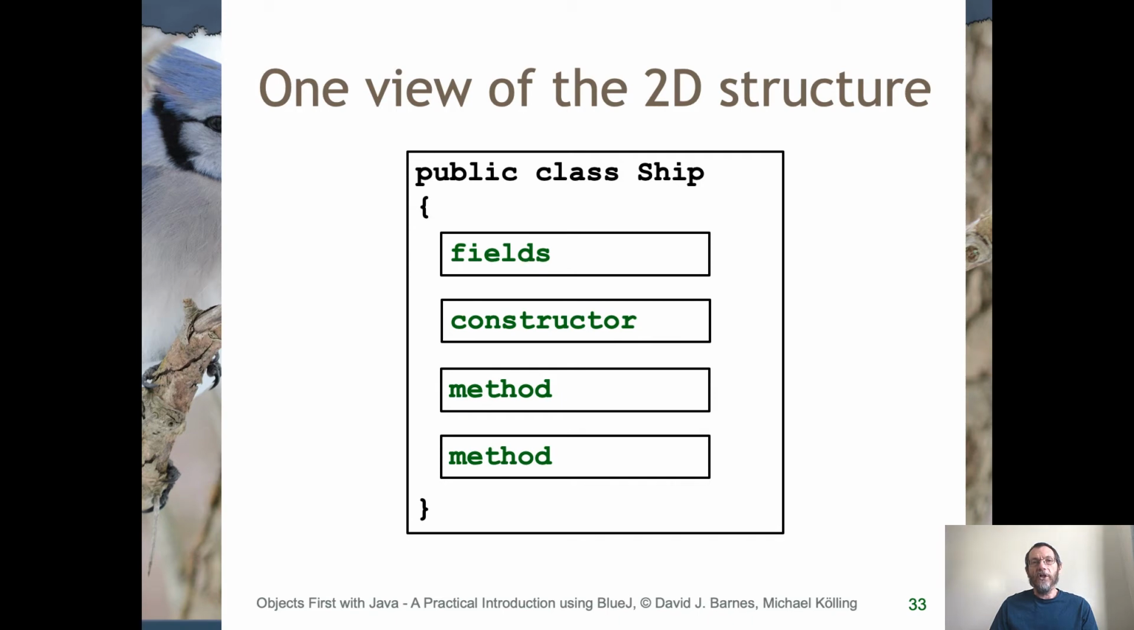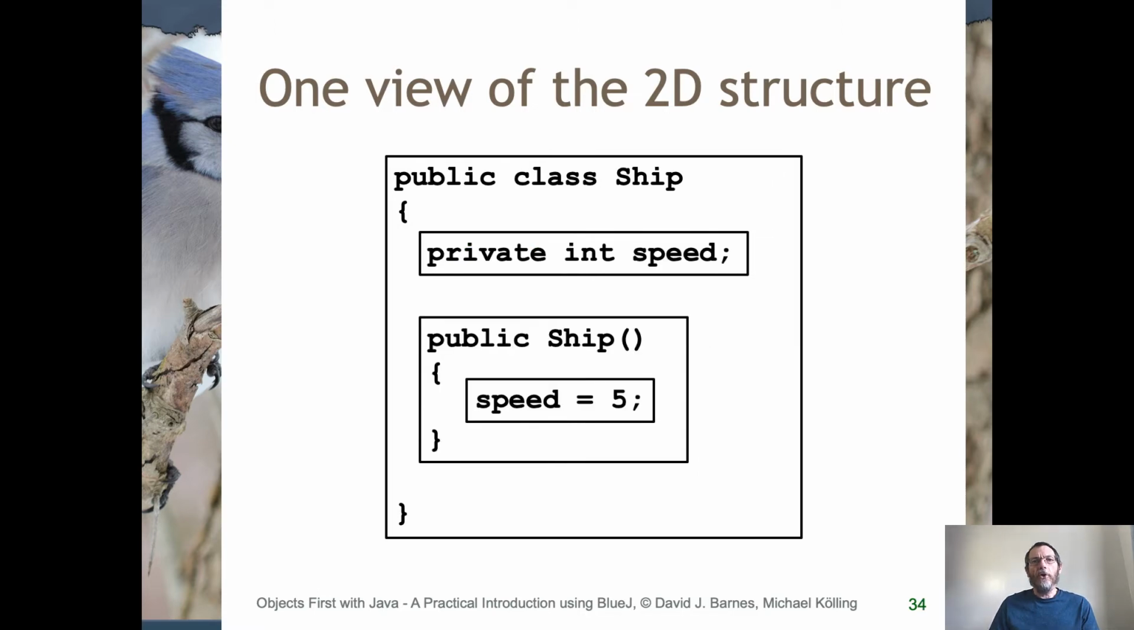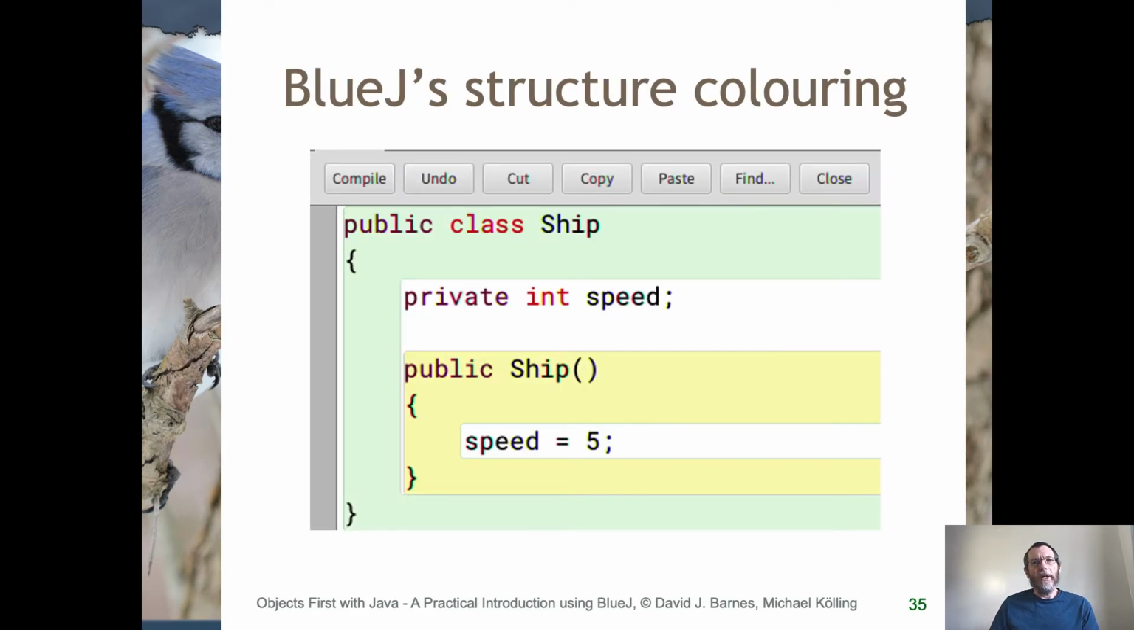So another way of visualizing that is to say that inside that outer box of the class wrapper we're going to have some fields, which again we can think of as a little bit like a box. We'll have one or more constructors, and each constructor itself will be a box that can contain other things. And then we have some methods, which again are boxes. So making that a bit more concrete, here's our ship class. There's one of its fields, speed field. There's its constructor. And inside the body of the constructor, in between its own pair of curly brackets, we've got an assignment statement.